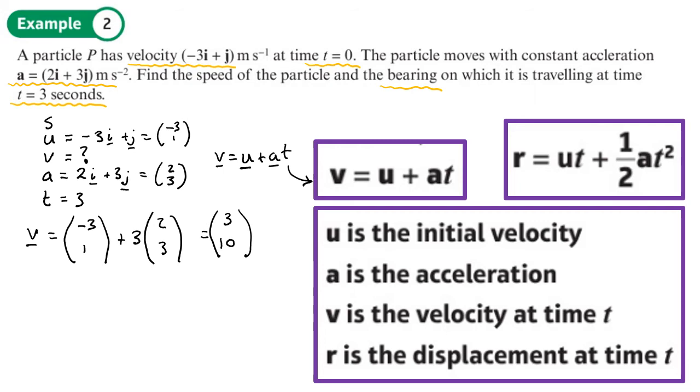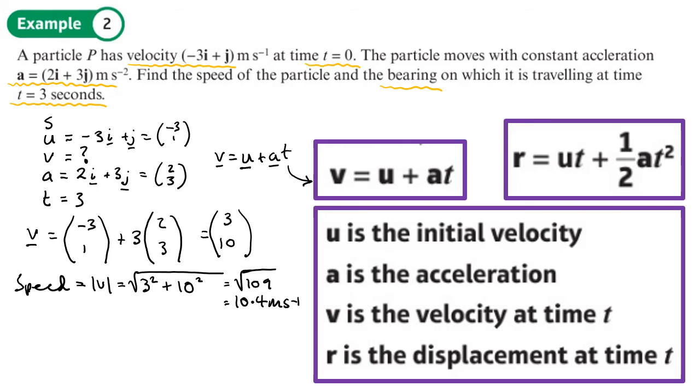So the speed, which is what they want us to work out, is the modulus of the velocity, which is Pythagoras on 3 and 10. So that's root 109. Now, if they want that as a decimal to 3 significant figures, that will be 10.44, so 10.4 meters per second. And now we want to find the direction.